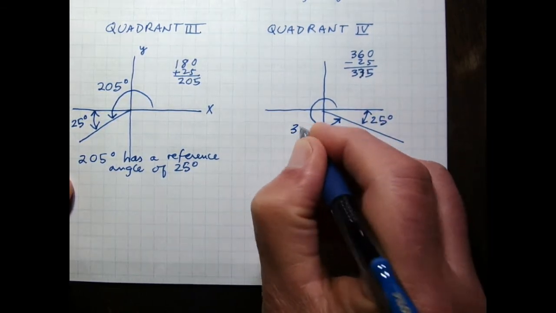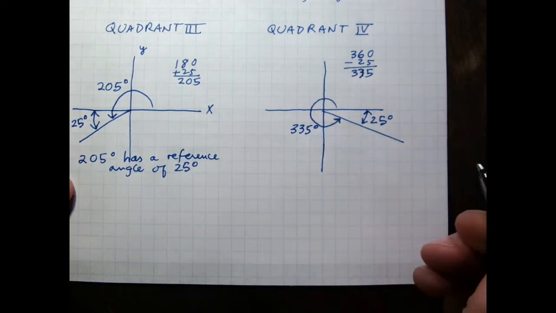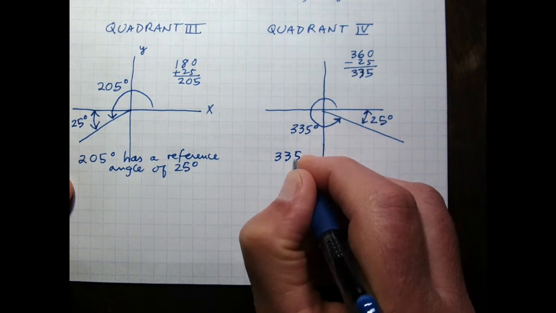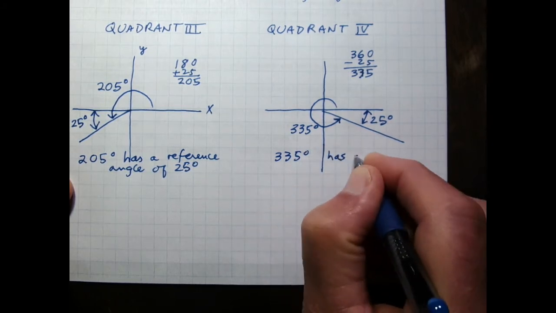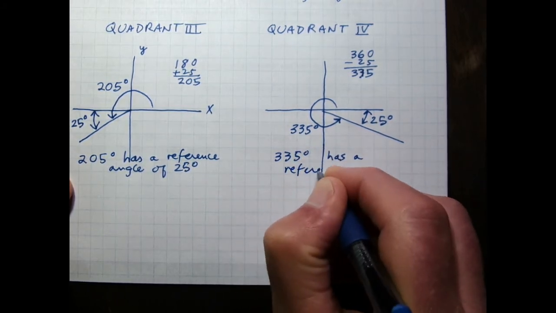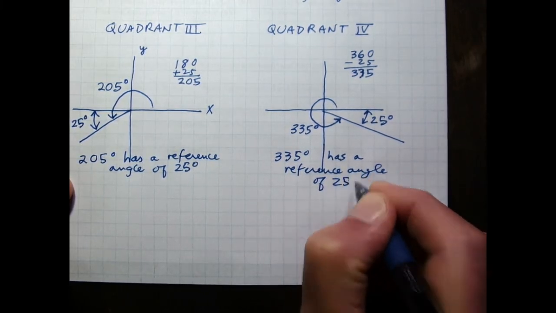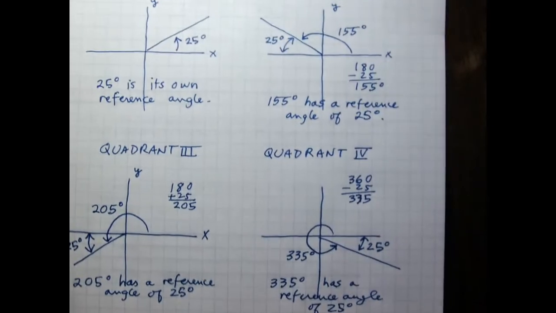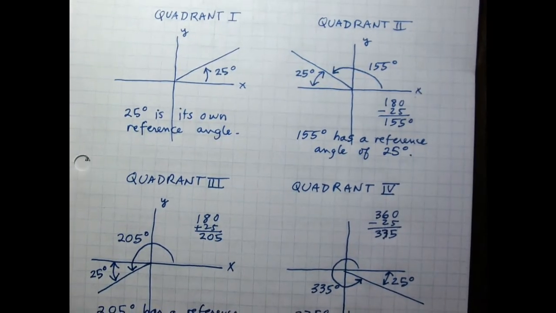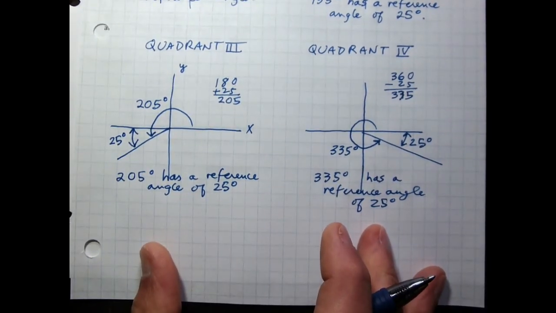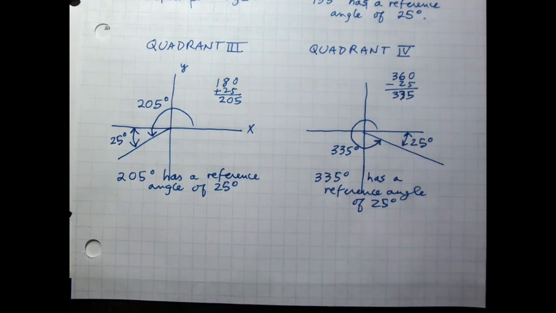So this is a 335 degree angle. And we would say 335 degrees has a reference angle of 25 degrees. So 25 degrees, 155, 205, and 335 are 4 different angles that all have that reference angle of 25 degrees. And we're done with the exercise.